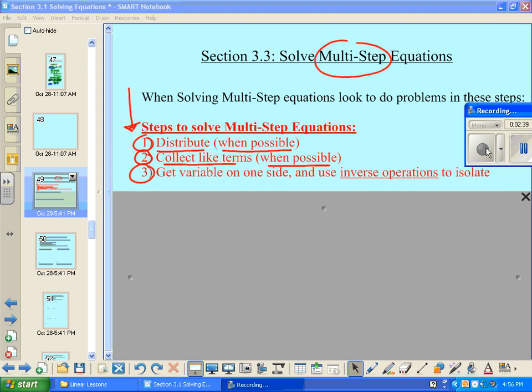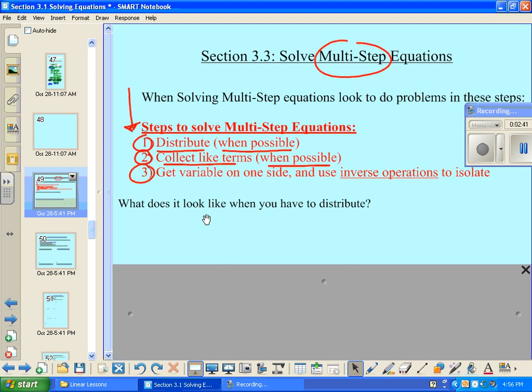Since the first step to solve a multi-step equation is to distribute when possible, we have to remember, what does it look like when we distribute? Again, we worked on this in Chapter 2. The times when we're going to distribute is when I have some kind of number, or even a variable, outside of a set of parentheses, and inside the parentheses I have an expression. So let's say something like, there's a 2 outside of the parentheses here, and inside the parentheses I have 4x plus 5.